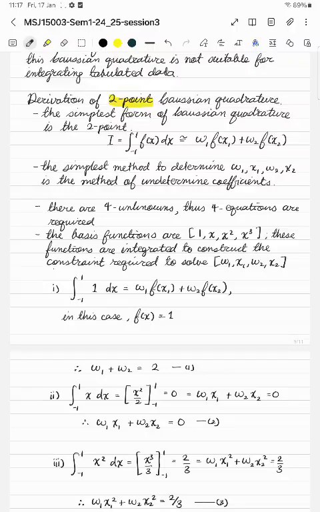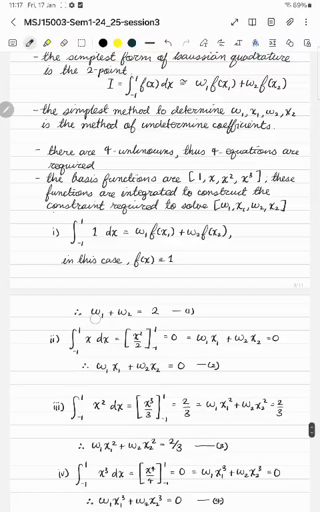So let's start with the first basis, which is 1. If you integrate from -1 to 1, the function becomes 1. So you have the weights w1 plus w2 equals 2. This is the result of integrating 1 from -1 to 1, and that's your first equation. The next one is to use the basis x and integrate it from -1 to 1, and you have 0.